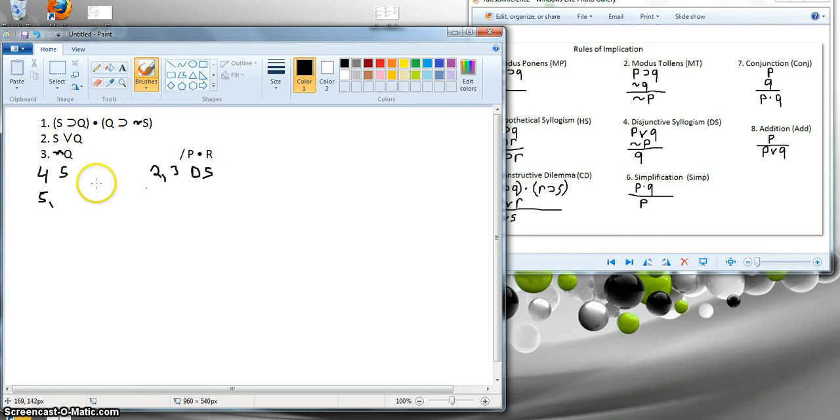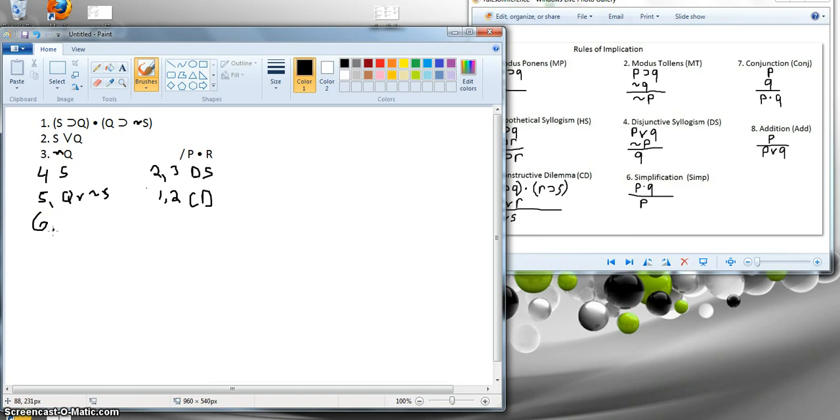Okay, and this is q or not s. Okay, so we have q or not s. Okay, and q or not s, and that's 1 and 2 constructive dilemma. Look for those constructive dilemmas. Sometimes students overlook that step. So we could do, okay. Let's see here. What else can we do? Can we get q anywhere?